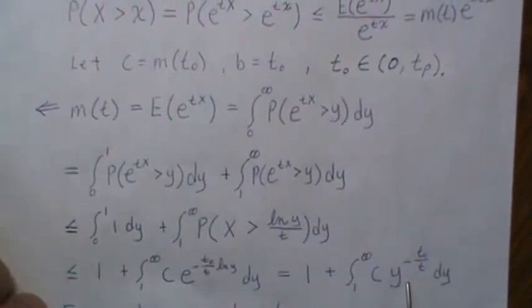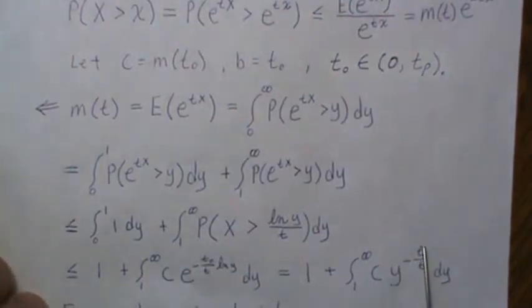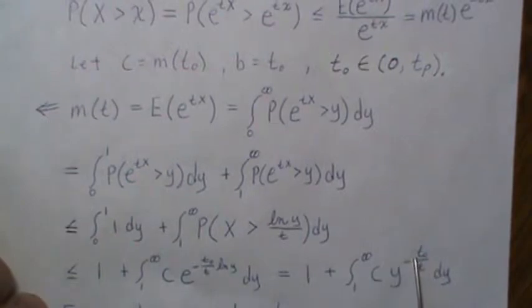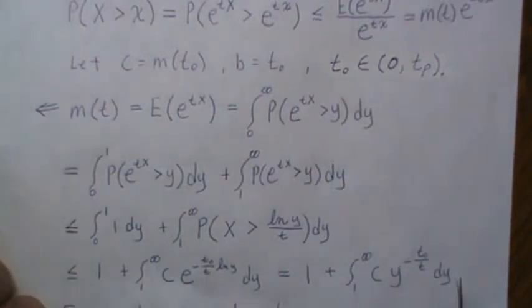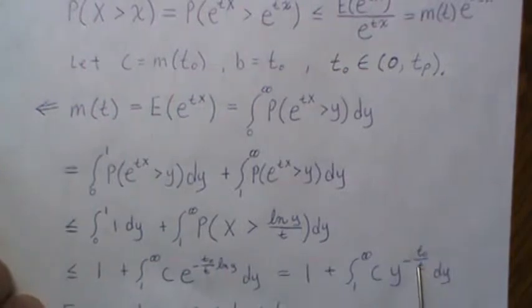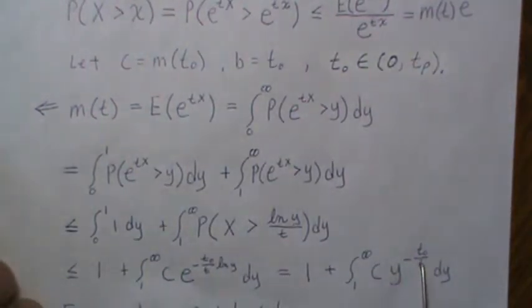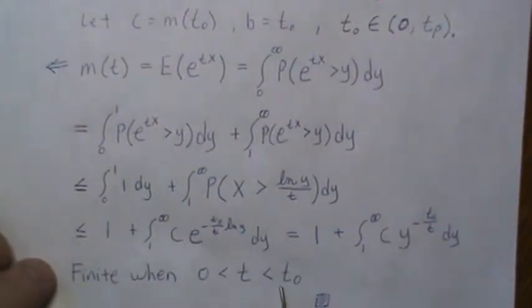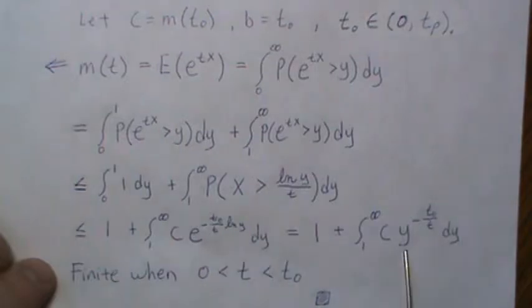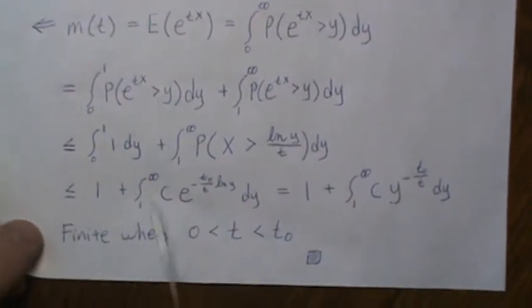Okay, but when is this bounded? This is only bounded if this exponent is greater than -1. It has to be negative. So maybe it's less than -1 would be a better way to say it. Or if you just look at this piece, t0 divided by t with the negative out front, it's saying this is greater than 1. So when t is less than or equal to t naught, then this is bounded. And so we've proved it both ways.